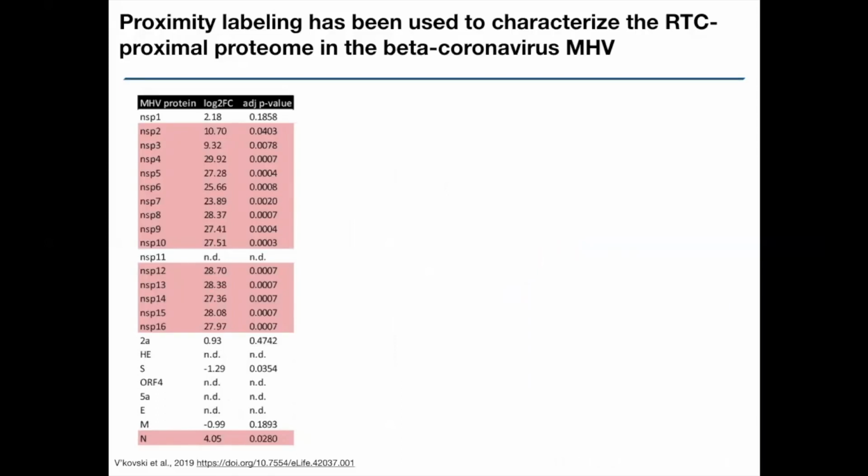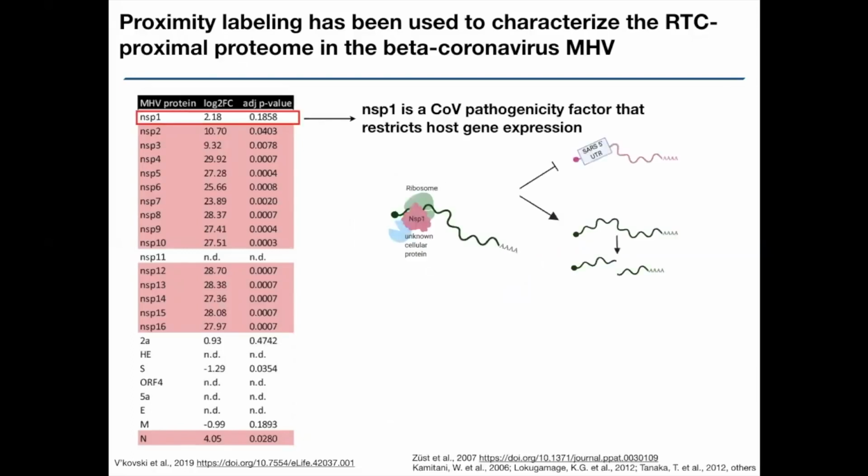And in pink are the viral proteins that were significantly enriched. And it makes a lot of sense because most of these are the non-structural proteins, which are known to be involved in replication and transcription, so they should be there. It's also interesting to look at what wasn't there. For example, one of the proteins that was at least not significantly enriched there is a non-structural protein called NSP1.